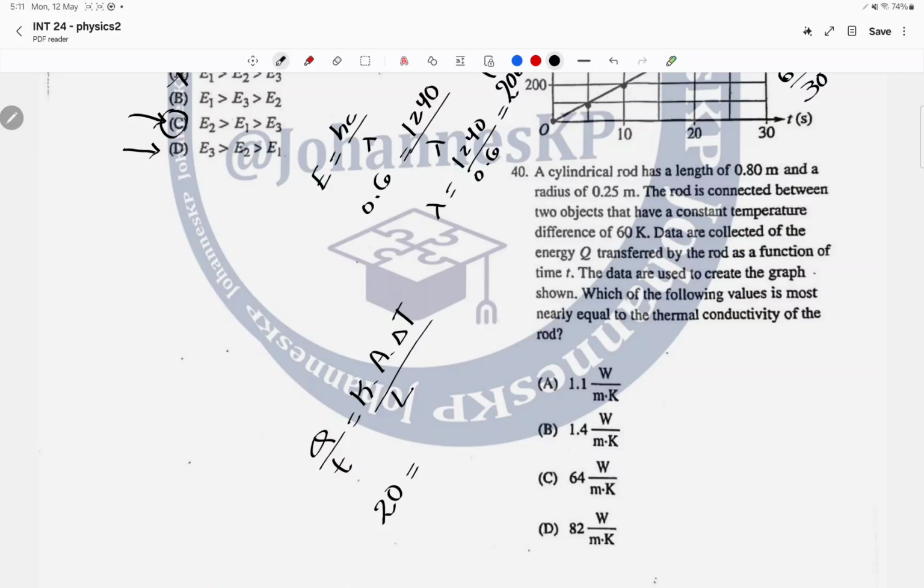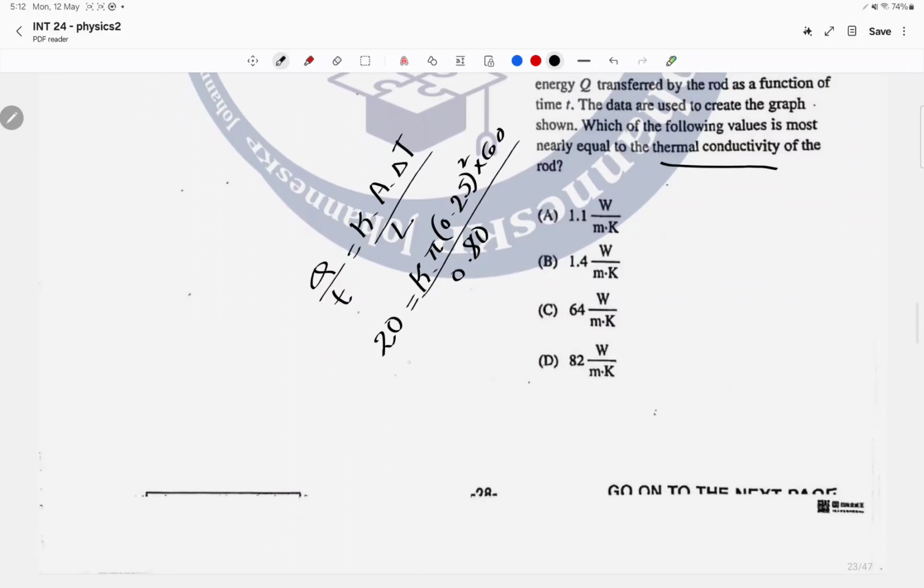Now, K is the thermal conductivity constant. A is the area, the cross section of the cylinder, pi r squared. Delta T is the change in temperature, which is 60, and L is the length, which is 0.80. So how would you find the K now? Do you rearrange? Pi 0.25.